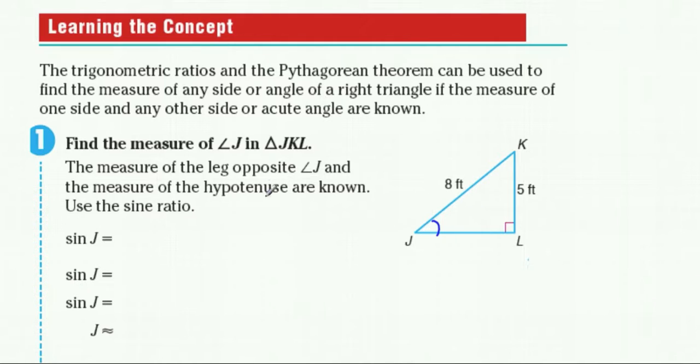The measure of the leg opposite angle J and the measure of the hypotenuse are known. So we use the sine ratio. Why do we use the sine ratio? If this is angle J right here, and this is the opposite side, and this is the hypotenuse, remember what we learned in the last lesson. Our trigonometric ratios follow SOH CAH TOA.